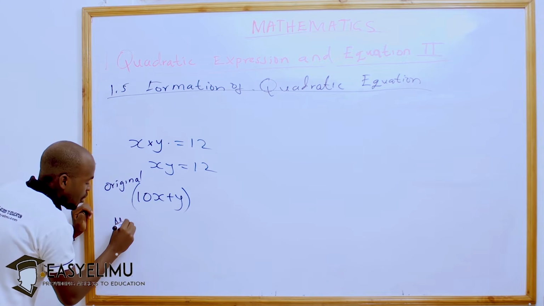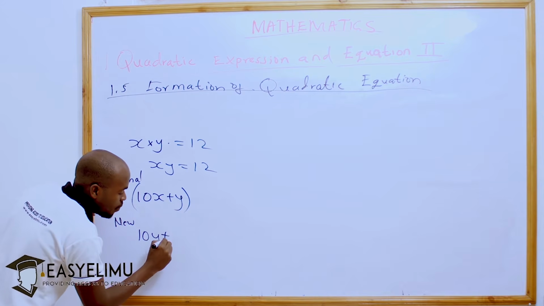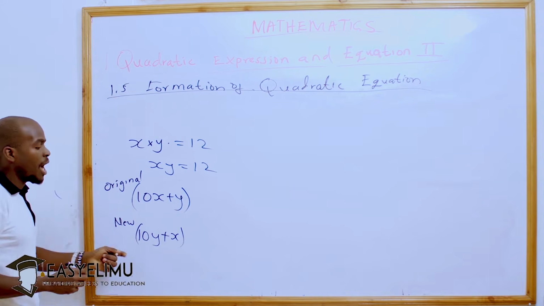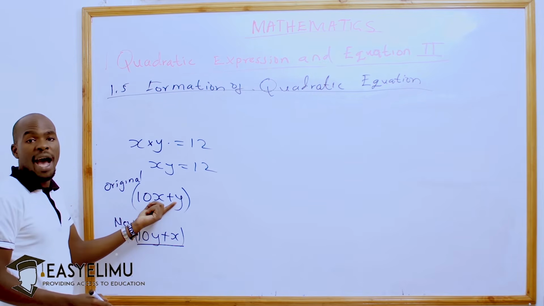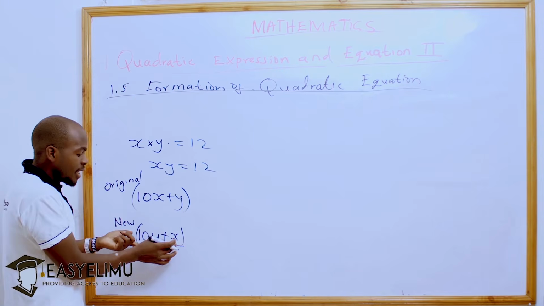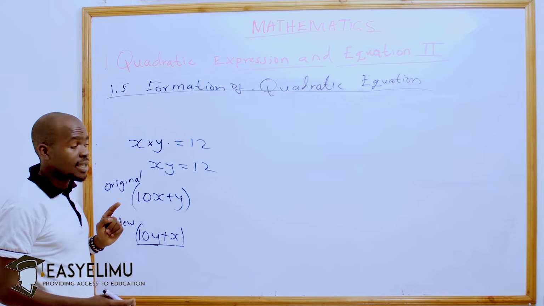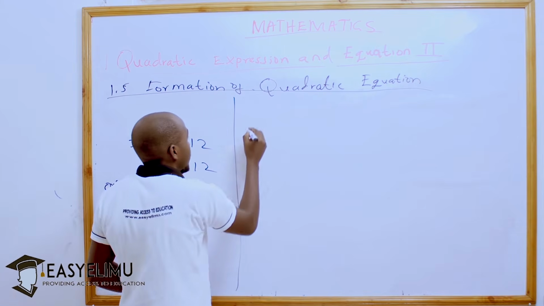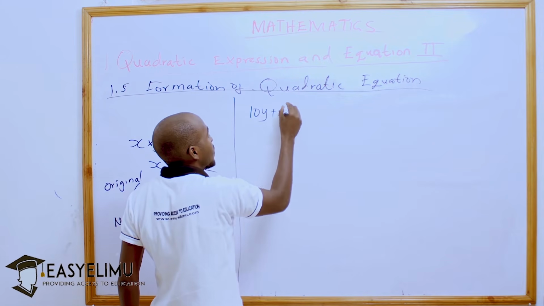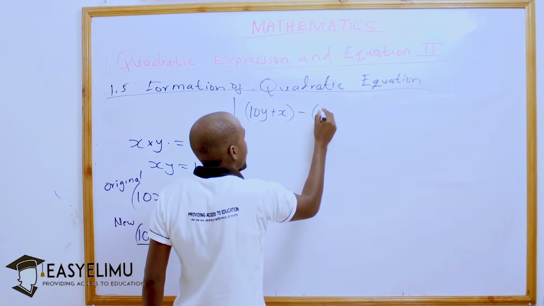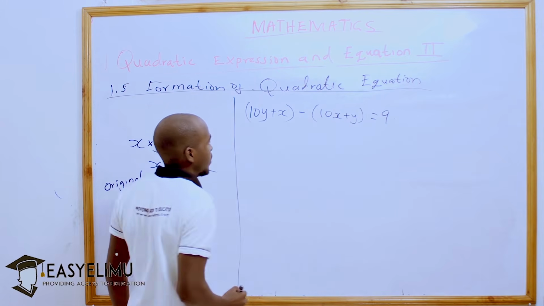But the new number formed will now be reversed in such a way that it will be 10y plus x. And we have been told that this new number formed exceeds the original by 9. Meaning that if you take this new number, subtract the original number, you should get 9. Let's see, if you take 10y plus x minus 10x plus y, you should get 9.